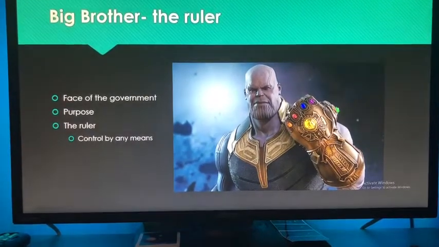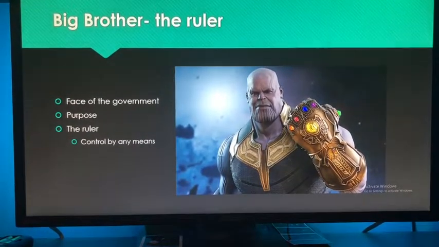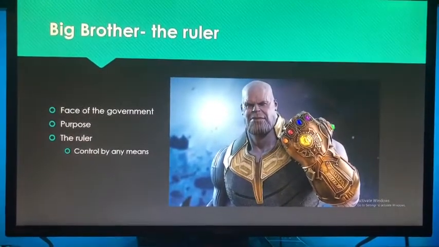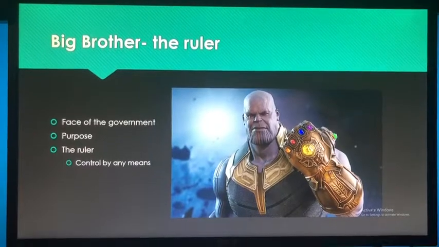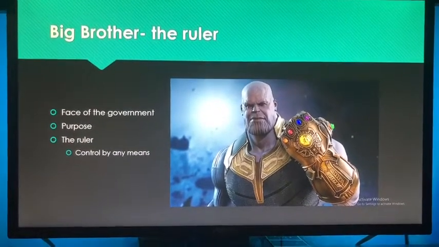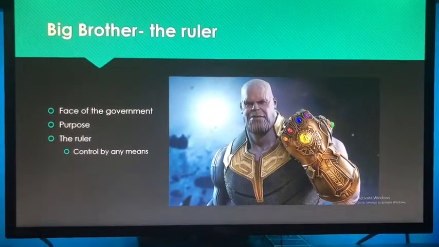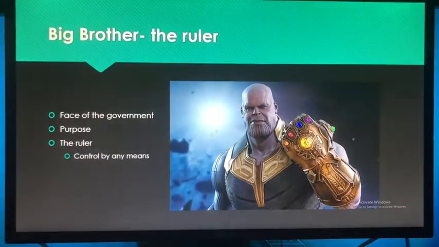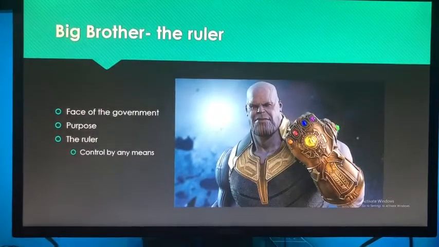The ruler is described as someone that wants absolute power, and they will attain this power and control by any means necessary. So we got the big boy Thanos here, because he pretty much sacrifices anything, even his own daughter, to get these stones and balance out all life. So yeah, he's pretty much the biggest example of a ruler that I could think of.